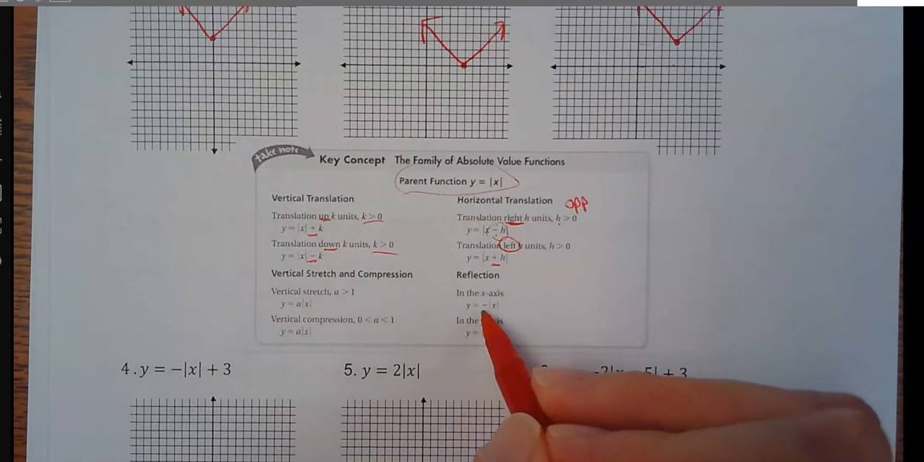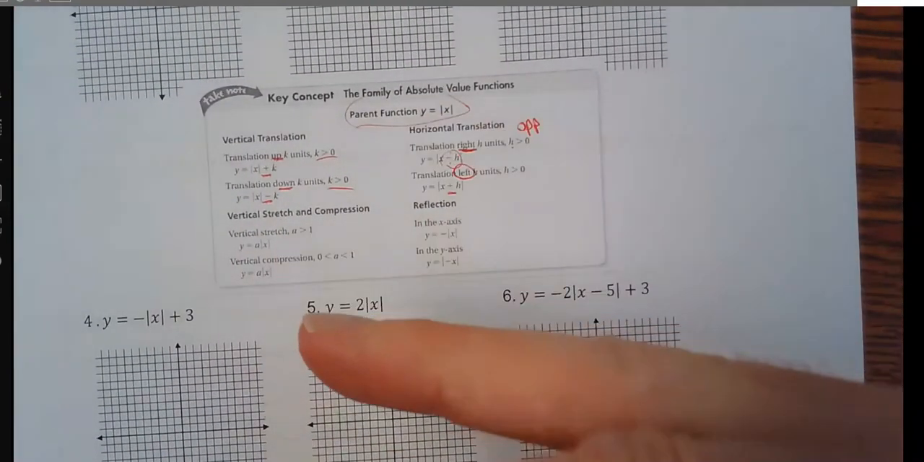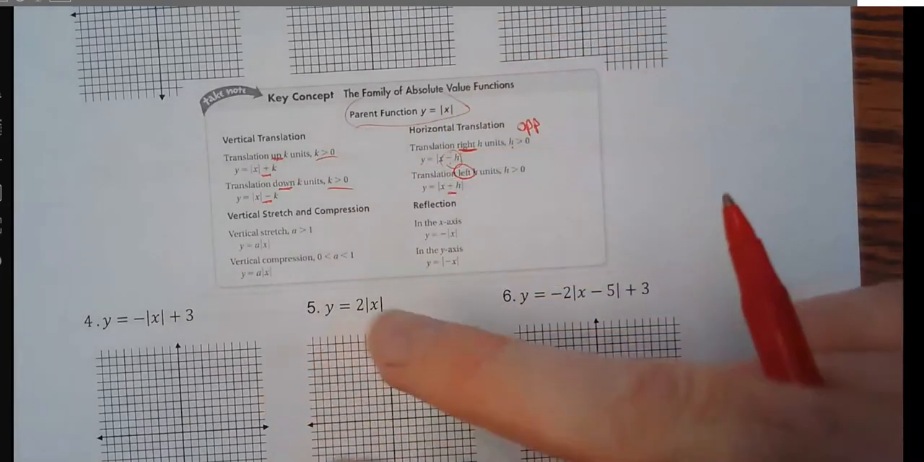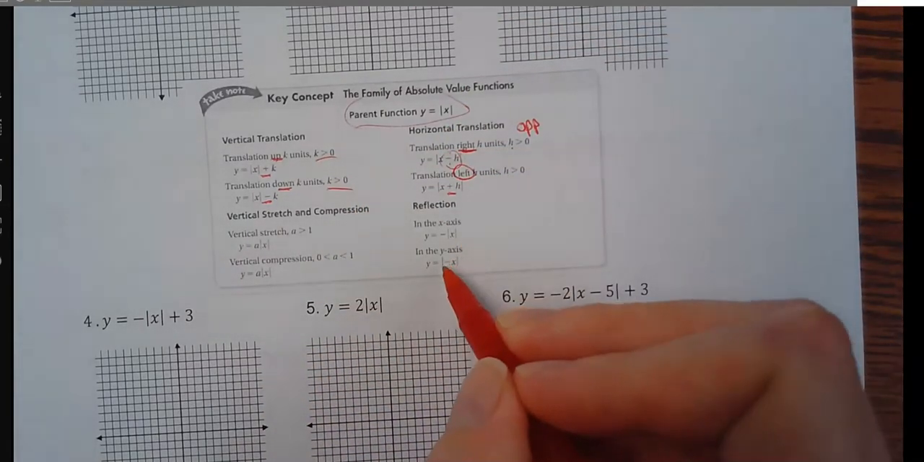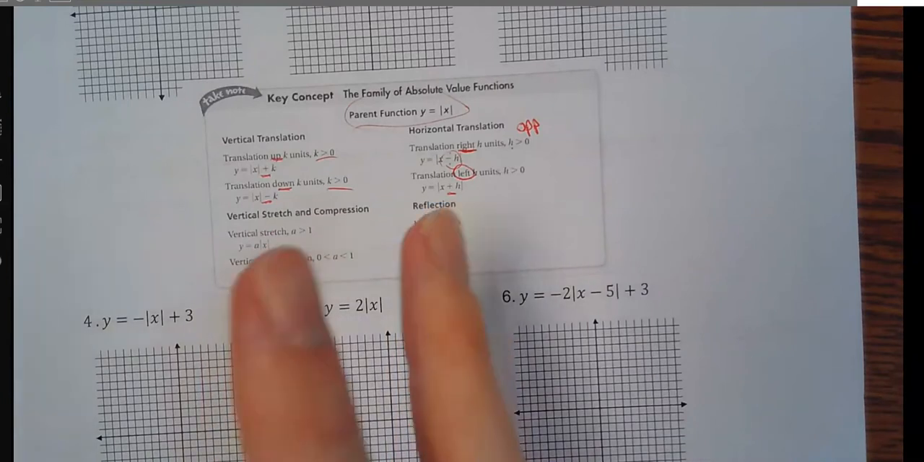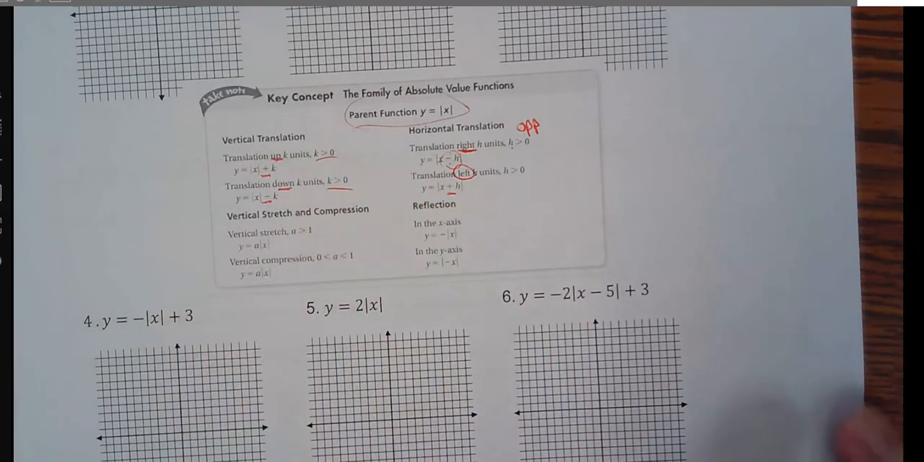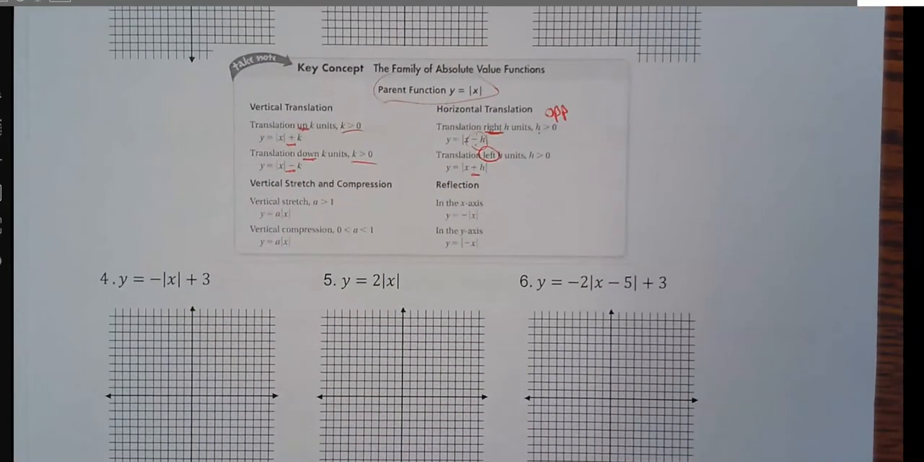A reflection: if I have a negative out front, that's going to flip the whole graph over this way. So it's going to flip about the x-axis this way. If it was a negative inside, it's going to flip it this way, about the y-axis. Okay, so keep that in mind.